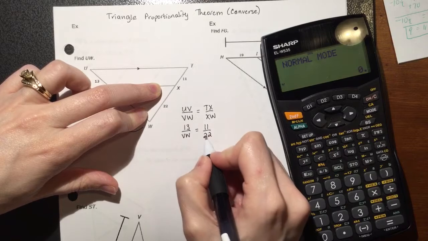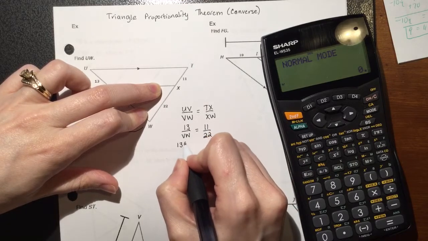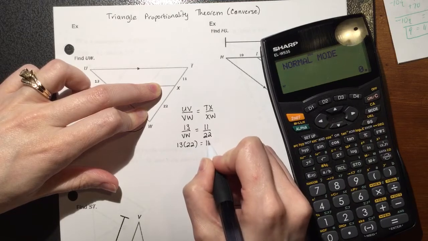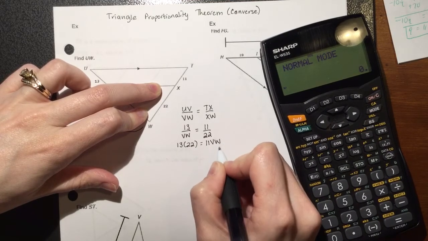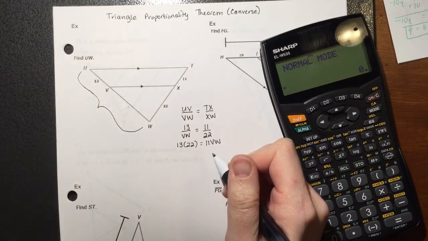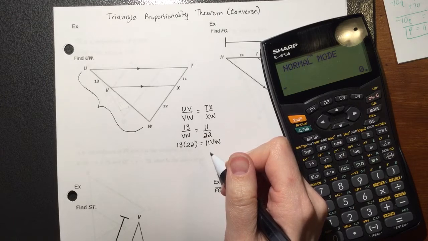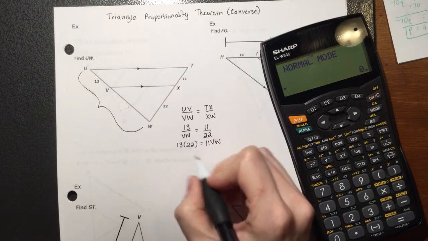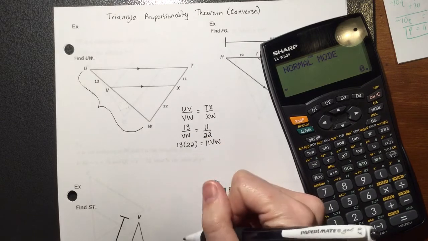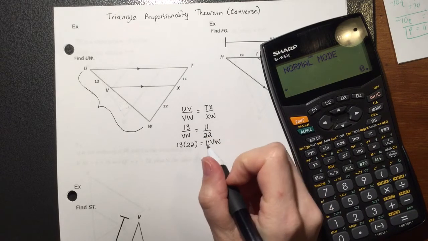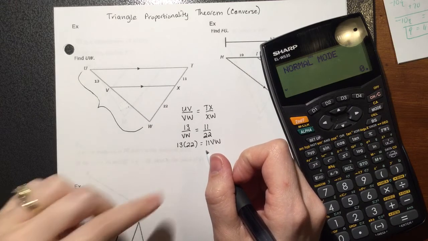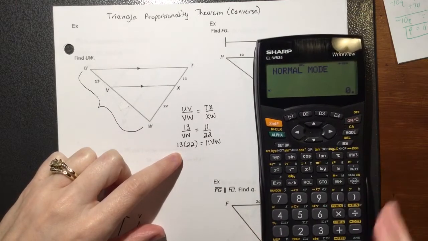So to do that, you've got 13 times 22 is equal to 11 times VW. And yes, I want you to write these steps out and show them, because you're going to get to problems that are harder where you're going to have to write it out. If you don't practice with the easier problems, you're going to be trying to figure out the harder stuff at the same time you're trying to figure out this stuff. So it'll make it easier on yourself in the long run if you go ahead and get this practiced.